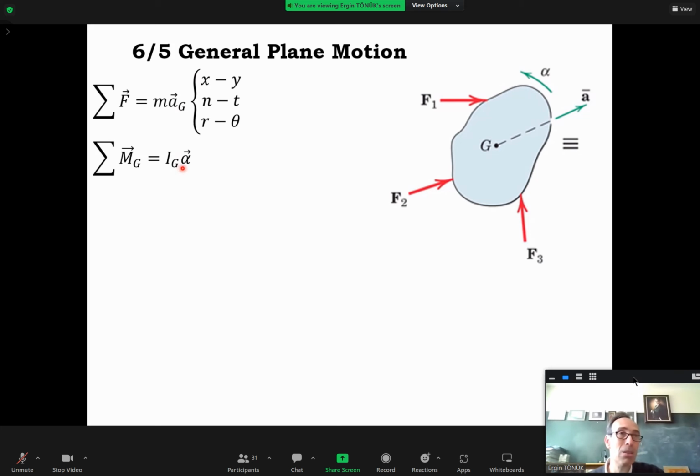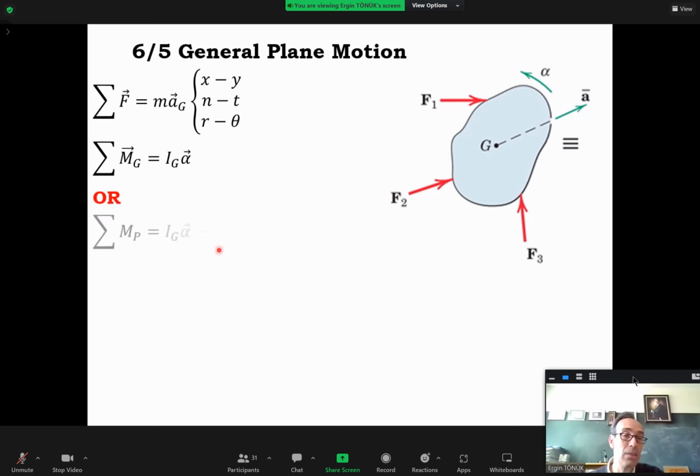Then we have the moment equation. You can write it as a scalar equation because it's a plane motion. So you can assume counterclockwise, or if you like, clockwise moment is positive. Whatever moment you choose positive, alpha is in the same direction. I recommend you to choose counterclockwise, not to think every time. I did clockwise positive in the previous example, but I think it's a better practice if you automatically assume counterclockwise positive.